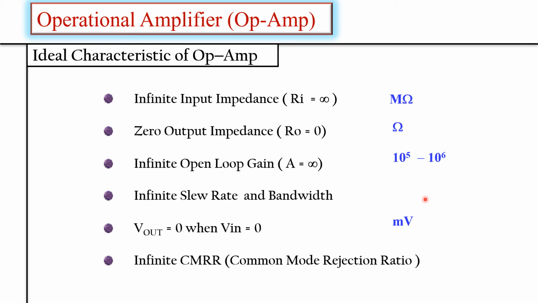So here is a list of different parameters and the values of those parameters for a general purpose 741 op-amp IC. The ideal characteristics of the op-amp are these, and these are the specifications for the general practical op-amp IC, right? So student, in the exam a question comes for 3 marks: state the ideal characteristics of op-amp. Clear? These are the ideal characteristics of op-amp.